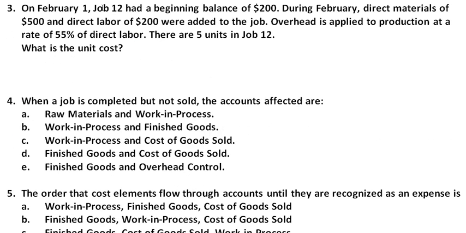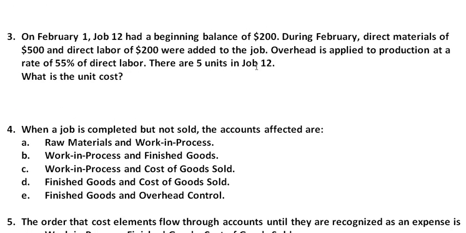Number 3 says that on February 1, job 12 had a beginning balance of 200. During February, direct material cost of 500 and direct labor costs were added to the job. It says overhead is applied to production at a rate of 55% of direct labor. There are 5 units in job 12, so what is the unit cost? So in order to figure out how much the unit cost, we first need to calculate the total cost of job 12. Okay, so to calculate the cost of the job, what you want to do first is, if they give you a beginning balance, always start with that.